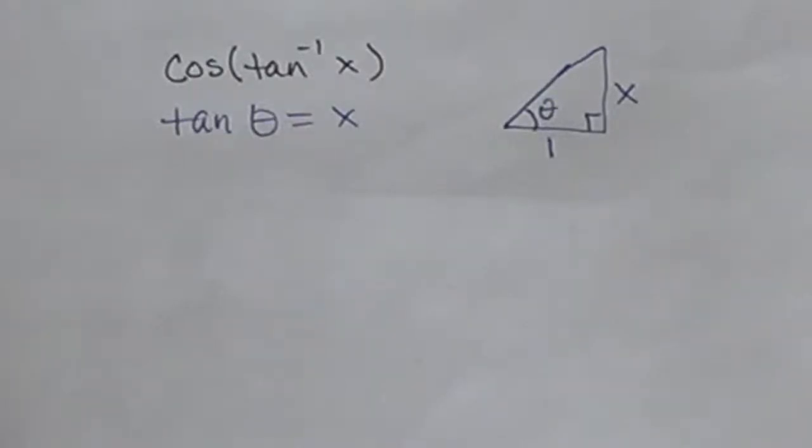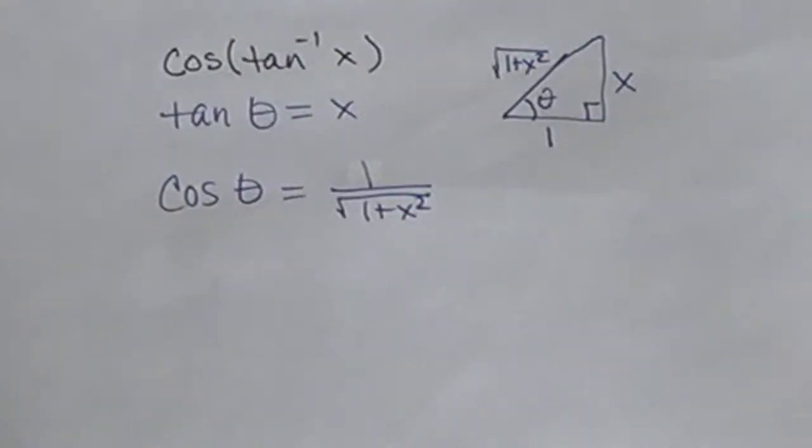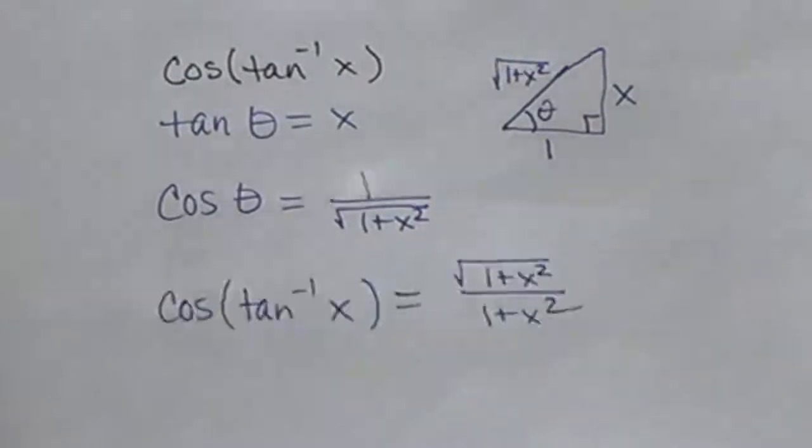And then from there, we can find the third side using, again, the Pythagorean theorem. So we'll see that's going to be the square root of 1 plus x squared. Now that we have all three sides, we can go ahead and find the cosine of the angle. And again, from there, we can simplify that and put it back in terms of x instead of the angle theta. So there's our composition rewritten in terms of an algebraic expression of x.